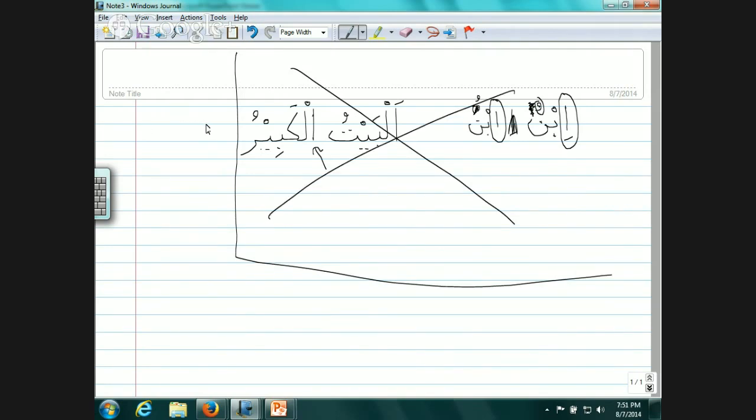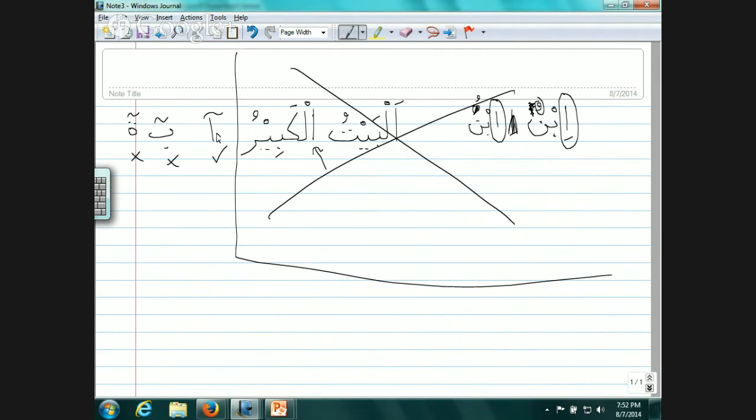Okay. So right here, this alif with the squiggly line. It only comes on the alif. It doesn't come on any letter. You will never see this. Okay? This doesn't exist. This doesn't exist. This is the only one. Alif with this little curved line right there. All it represents is the sound ah.